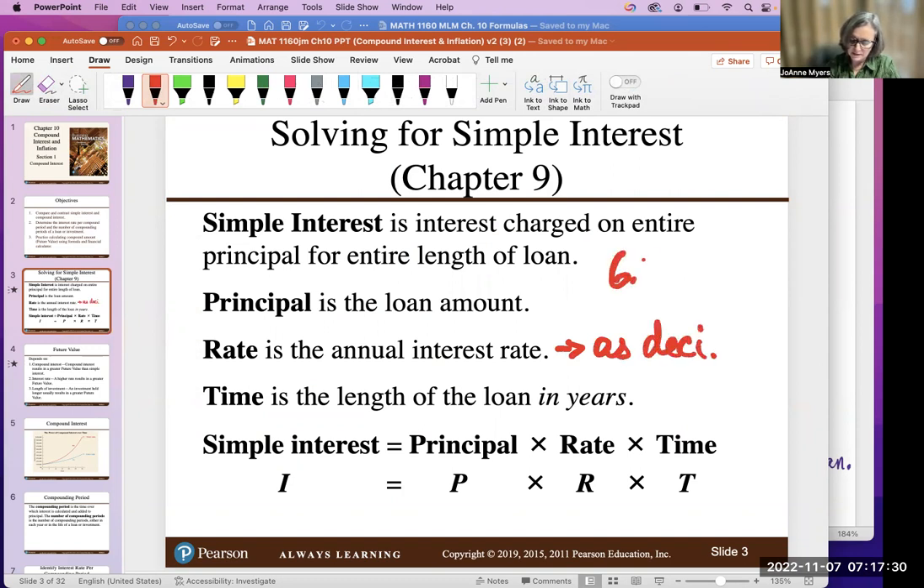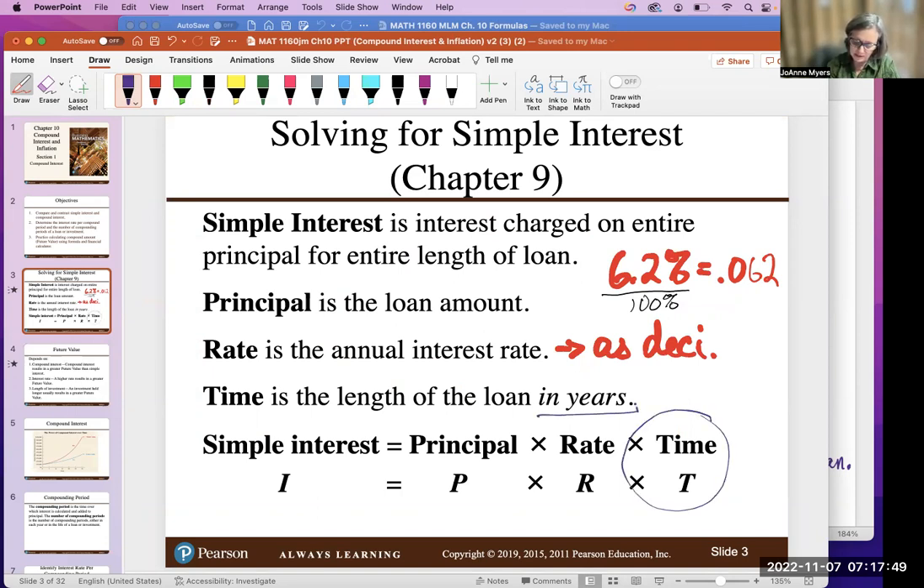So if I have 6.2%, that would be 0.062. In math, you're always allowed to multiply or divide by 1. 100% is 1. That's how you know to convert the percent to a decimal. Time. Your time must always be in years.